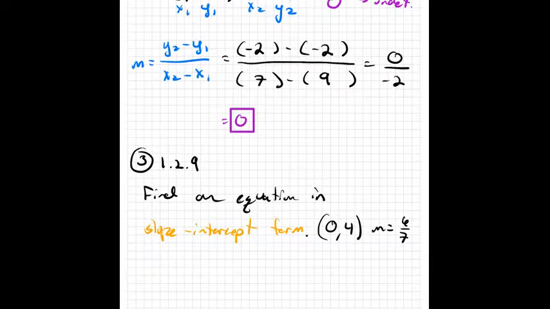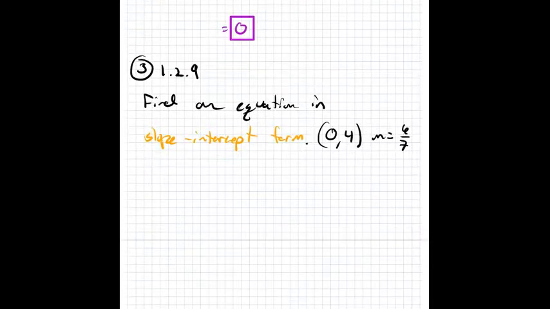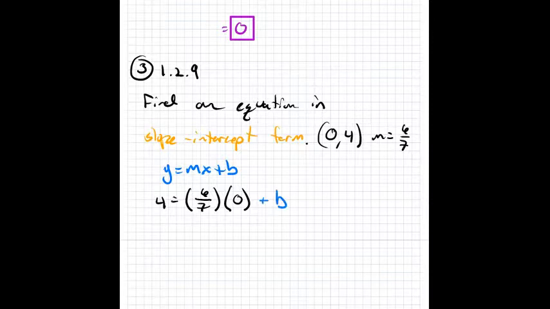Okay, if we want slope-intercept form, that's going to be y equals mx plus b, right? So let me just plug in what we have and see what's left over. Our y in this case is going to be 4. The slope is going to be 6/7. The x is going to be 0. The only thing that we don't know is our b, the y-intercept. Notice that 0 times anything is 0, so all of that goes to 0. So then we get that b equals 4. All right, that's our y-intercept.